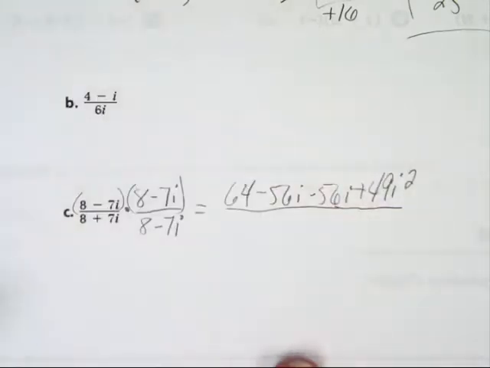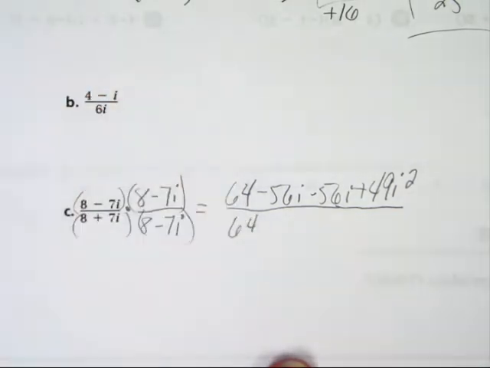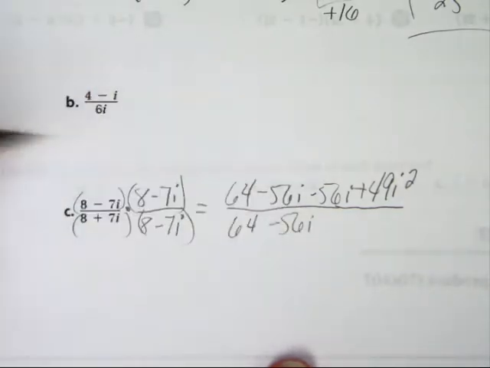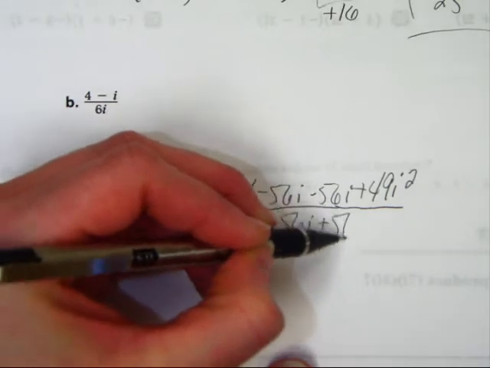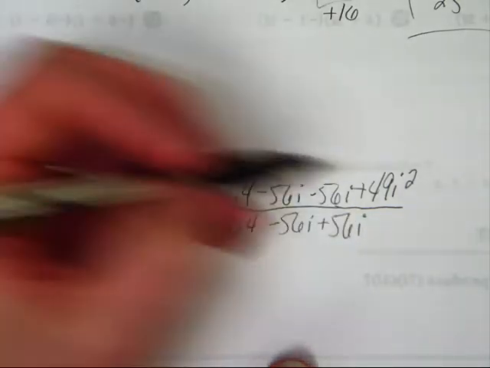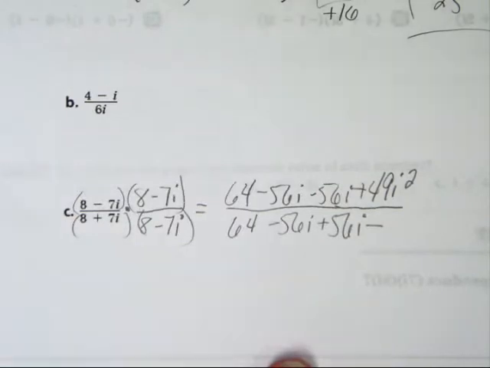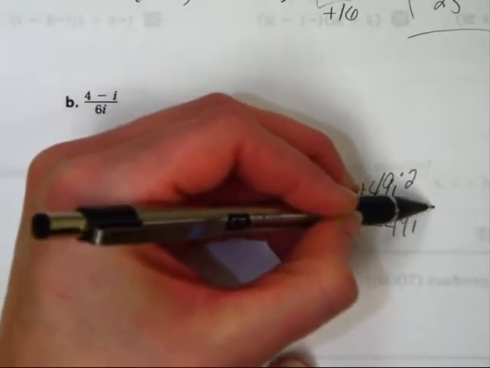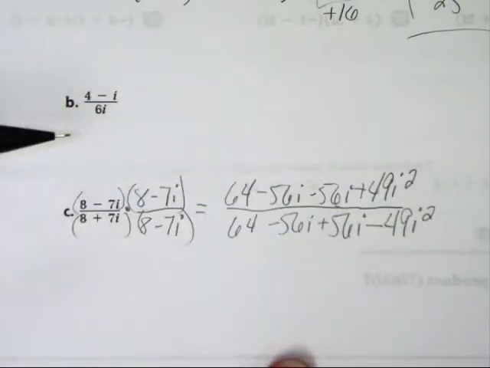Now let's take a look at the bottom. Ready? Go ahead. 64. Good. Minus 56i. Good. Plus 56i. Good. And minus 49i squared. Good. Now let's go ahead on the bottom and tell me what happens to the middle 2 terms.